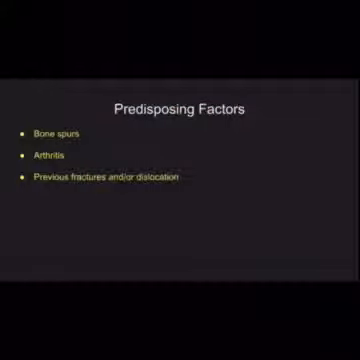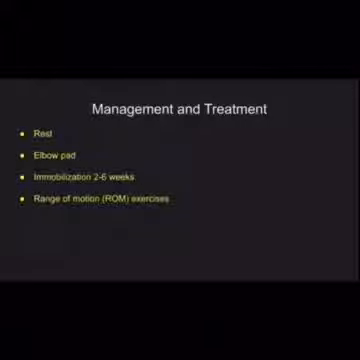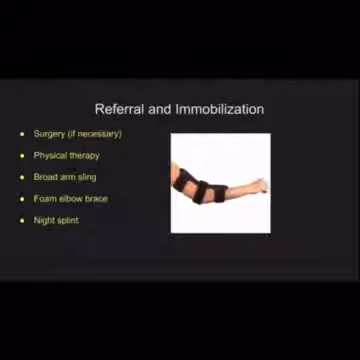Predisposing factors include bone spurs, arthritis, and previous fractures and/or dislocations. Management and treatment include rest, elbow pad, immobilization for 2 to 6 weeks, and range of motion (ROM) exercises. Referral and immobilization, surgery if necessary, which is unlikely, but physical therapy, a broad arm sling, a foam elbow brace, or a night splint, which is displayed to the right.